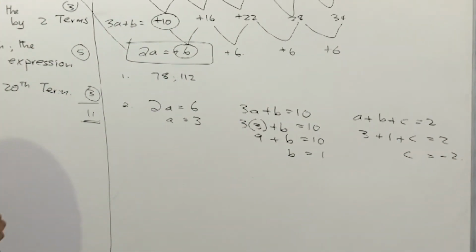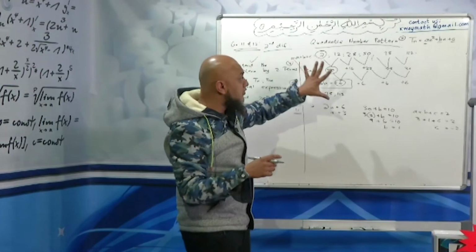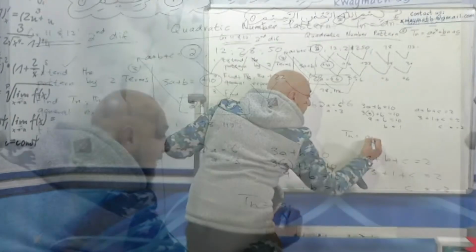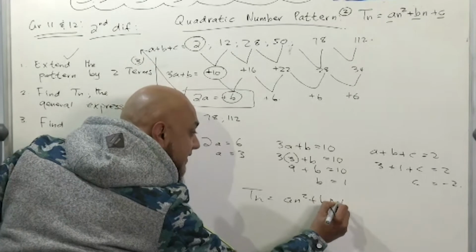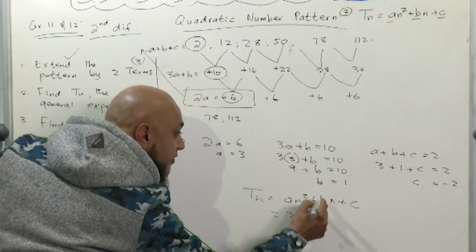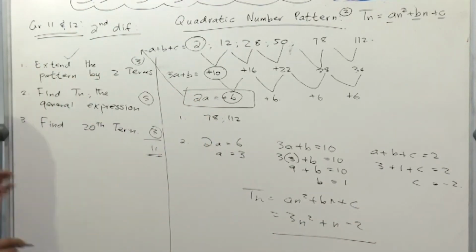There we go, boys and girls. We're now going to cut for an ad break. But before we go there, I'd like you to copy and paste this model down. So now we've got Tn is equal to an squared plus bn plus c, which is equal to 3n squared plus 1n minus 2. That's your c value. And there we go, that's your general expression.